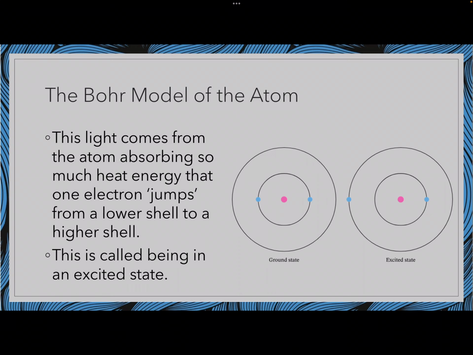So here we've got the ground state of helium. Two electrons in the 1n shell. Give it enough energy, then one of the electrons jumps up to the 2n shell, and that's what we call our excited state.